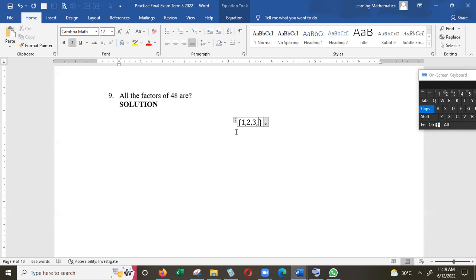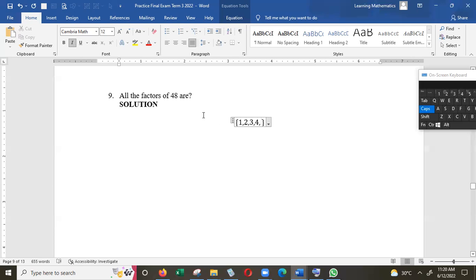What about 4? 4 can go into 4, 4 can go into 8. So therefore 4 is a factor of 48. What about 5? 5 is only a factor of numbers that end in 0 and 5. Any other number, 5 is not a factor of. So 5 is not a factor of 48. So we go to 6. Is 6 a factor of 48?